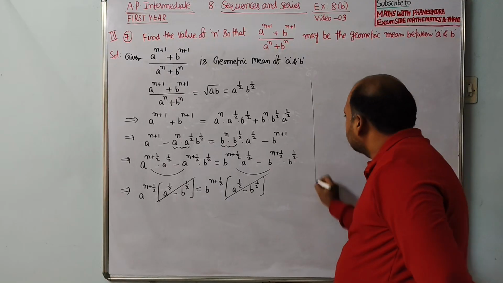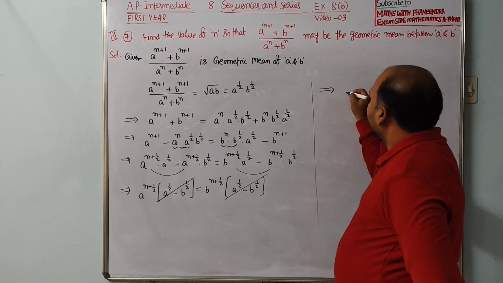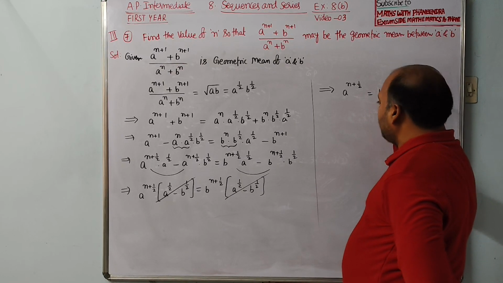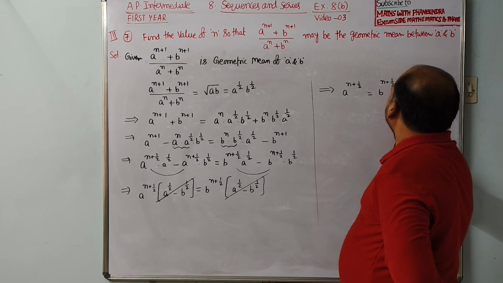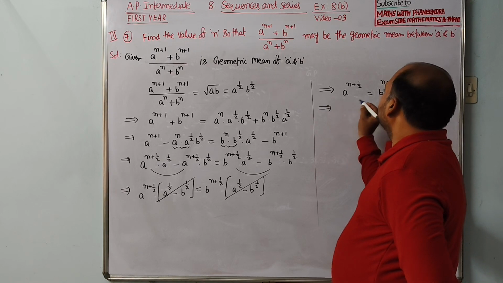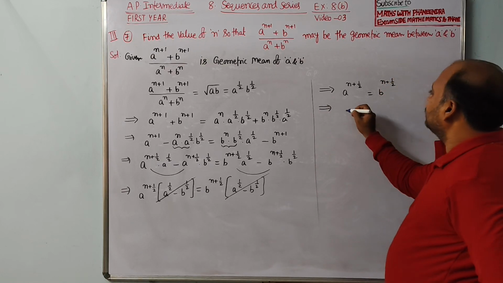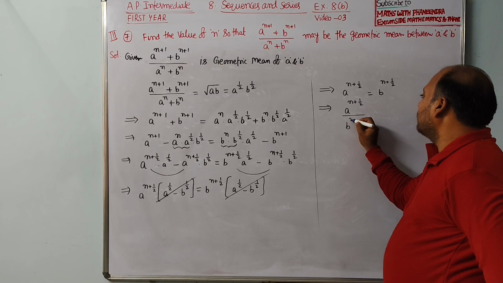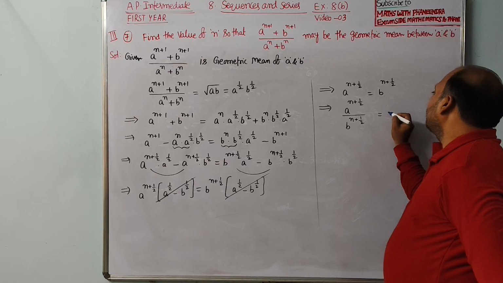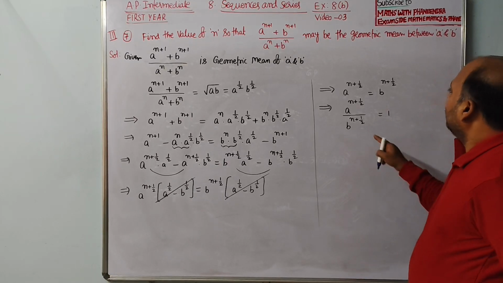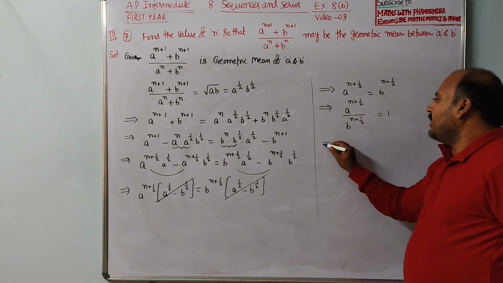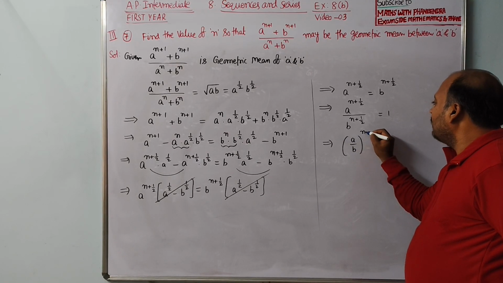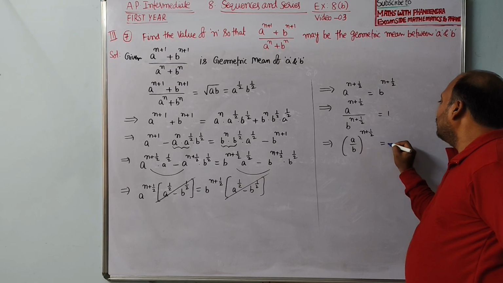So what happens? That implies that A power (n+1)/2 is equal to B power (n+1)/2. So dividing on both sides by B power (n+1)/2, A power (n+1)/2 by B power (n+1)/2 is equal to 1. So A power m by B power m can be written as (A by B) whole power m only. So (A by B) whole power (n+1)/2 is equal to 1.